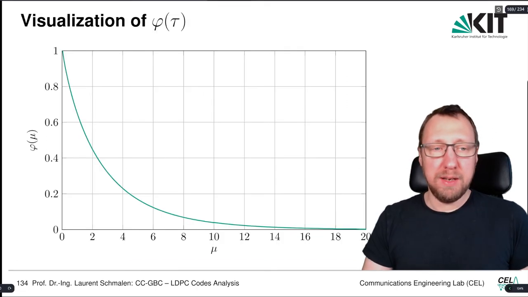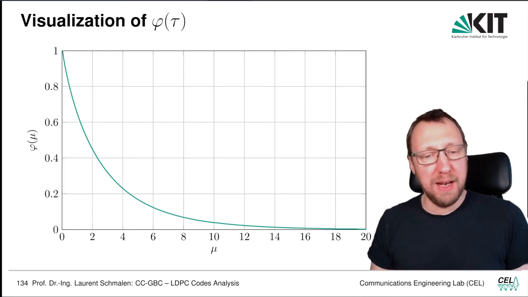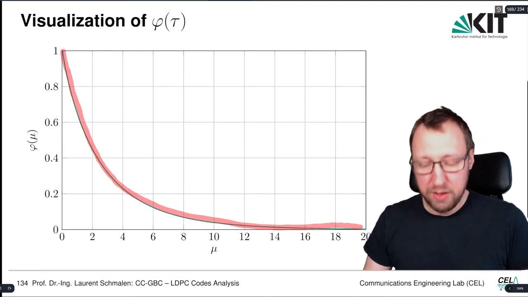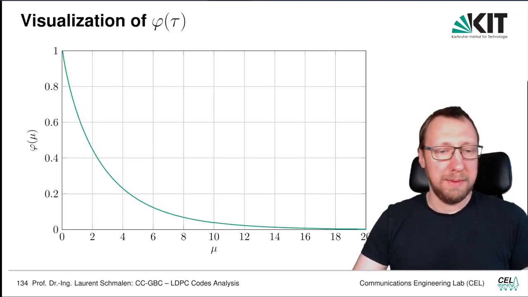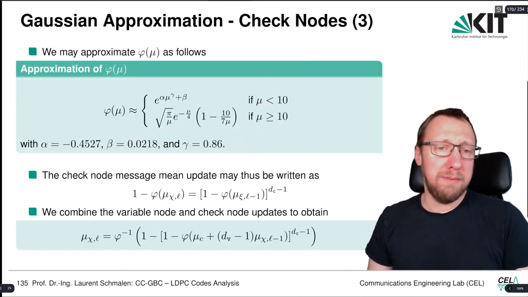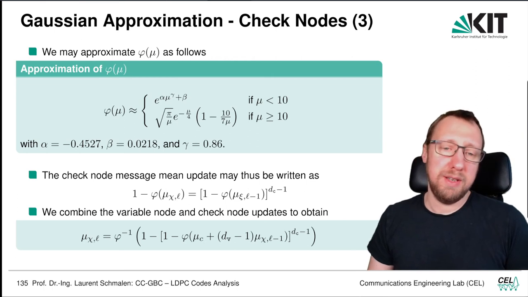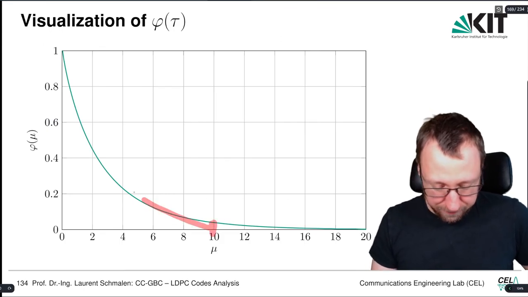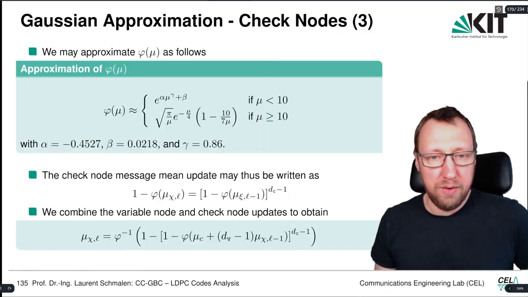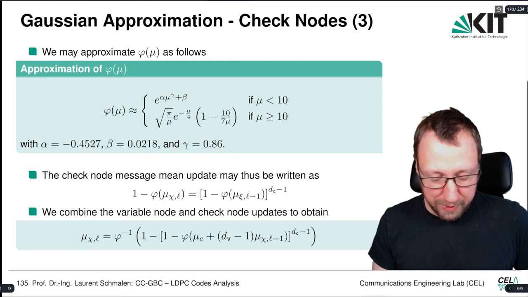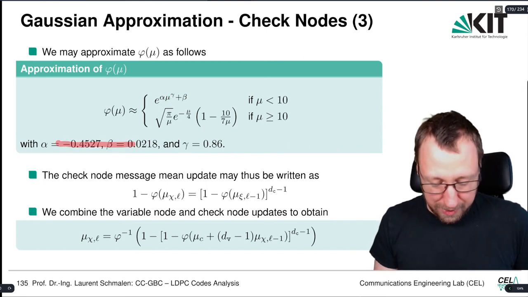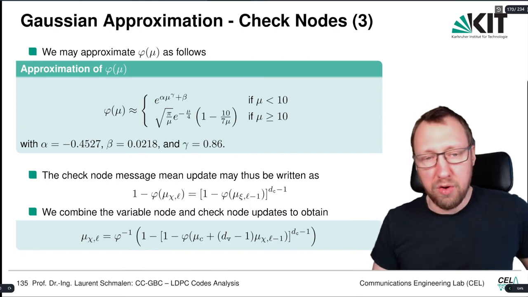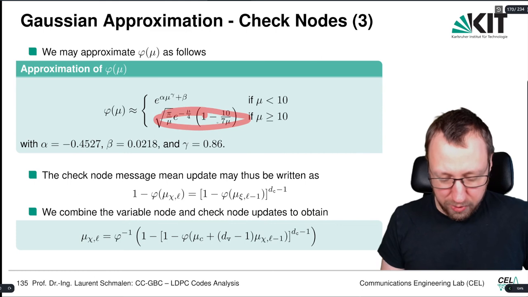So how does this function look? Rather unspectacular. This is the phi function. It starts off at 1, and then it decreases towards 0 as we increase the mean. We can approximate this function using an exponential approximation. For the case mu smaller than 10, it looks like an exponential, and we approximate it using e to the power alpha times mu to the power gamma plus beta. These are the values of alpha, beta, and gamma that you obtain from curve fitting. And if mu is larger or equal to 10, you need to correct the exponential a little bit, and then you get this approximation.